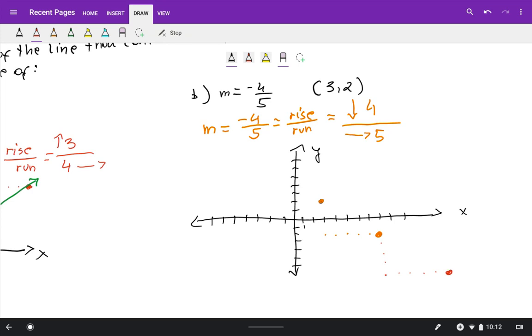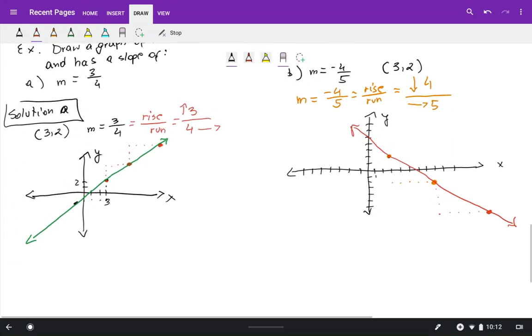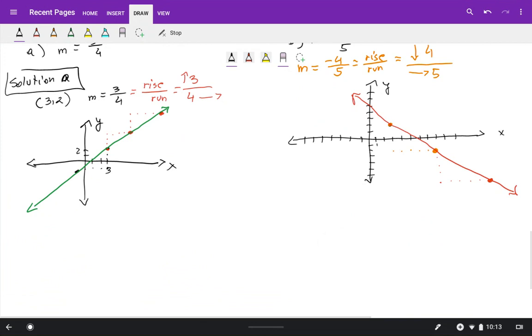So I have 3 nice points, and again, I see that definitely they create a straight line, and that also makes sense because my line has a negative slope, which means it should be going down from left to right. So this is how you use slope to graph a straight line using the information rise over run. And those who took some math classes recently, you should remember that.